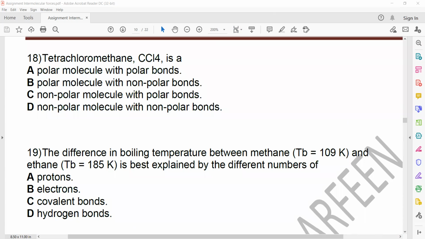Question 18. When we check tetrachloromethane, the bonds will be polar. Why? Because the bonds are formed between two different atoms. But what about the molecule? The molecule will be non-polar because it's symmetrical. So it's a non-polar molecule with polar bonds. So C is the right answer for question 18.